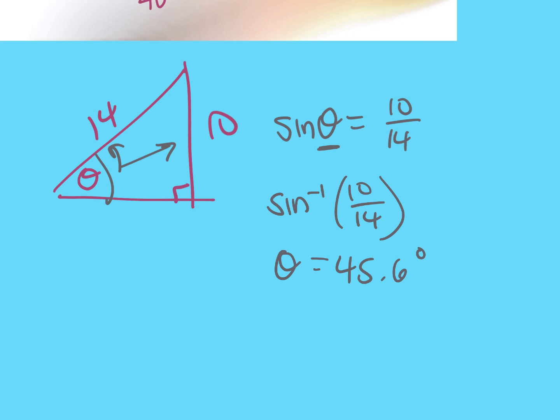From there, I could then subtract this from 90, 44.4, to get the other angle. And then I could use either the Pythagorean theorem, or I could pair up a missing side with one of the given sides to find that third side.